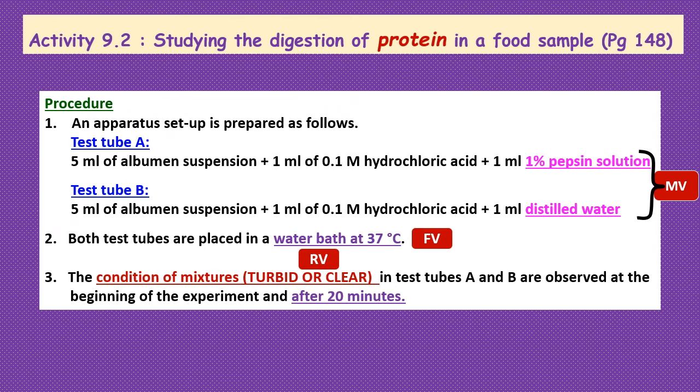Right, let's look at the procedure to study the digestion of protein. An apparatus setup is prepared as follows. Test tube A contains 5 ml albumin suspension, 1 ml of 0.1 M hydrochloric acid, and 1 ml 1% pepsin solution. Test tube B contains the same contents except that the pepsin solution is replaced with distilled water. Then both test tubes are placed in a water bath at the optimum temperature of 37 degrees Celsius. The condition of the mixtures in both test tubes is observed at the beginning of the experiment and after 20 minutes.